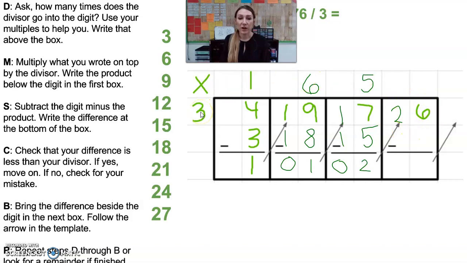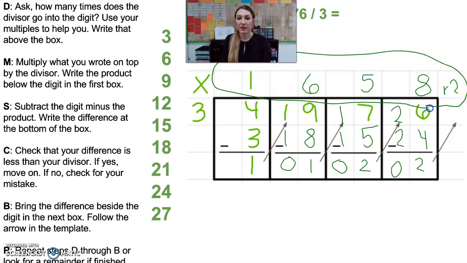And now I'm going to divide 3 into 26. So it looks like it can go in 1, 2, 3, 4, 5, 6, 7, 8, right? 24 is as close to 26 as I can go without going over. So 8 times 3 is 24. 6 minus 4 is 2. 2 minus 2 is 0. So I have a remainder of 2. And my quotient is 1,658 with a remainder of 2.